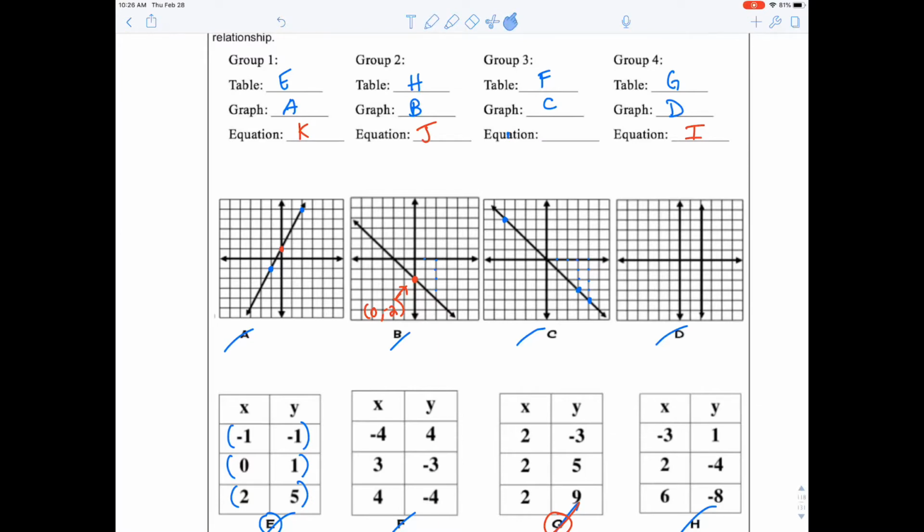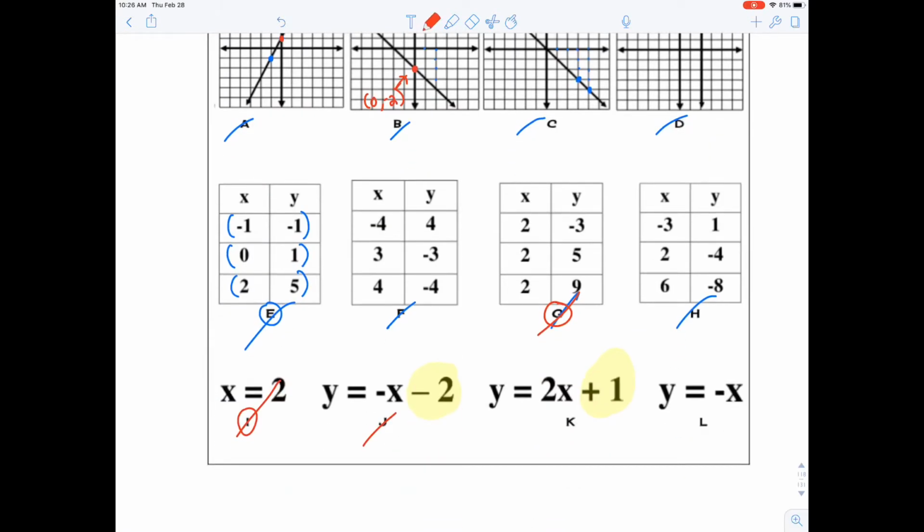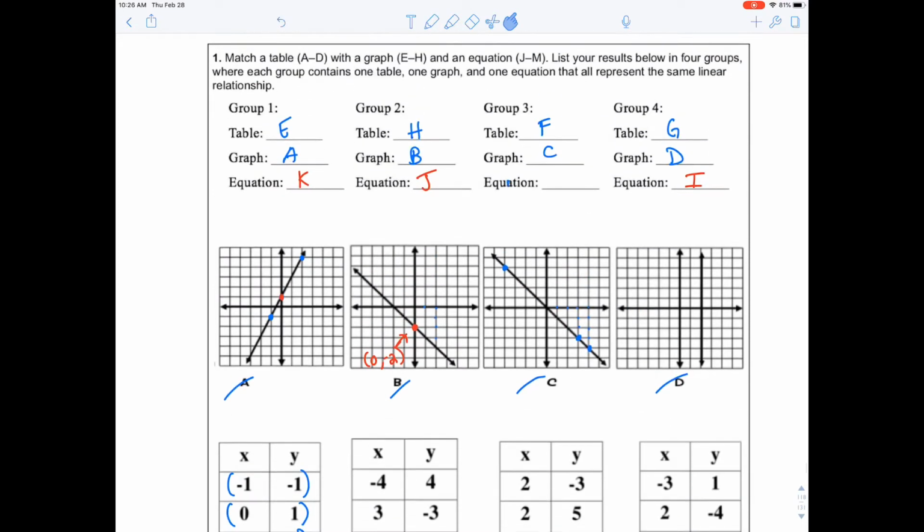And by process of elimination, what do we have left? Graph L, and equation L matches with graph C.